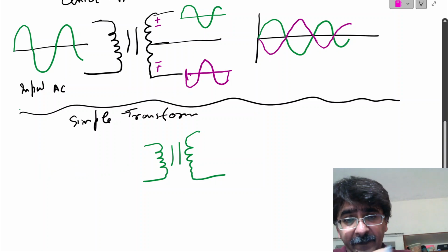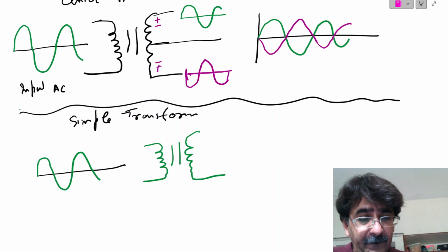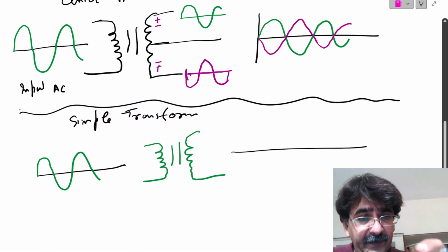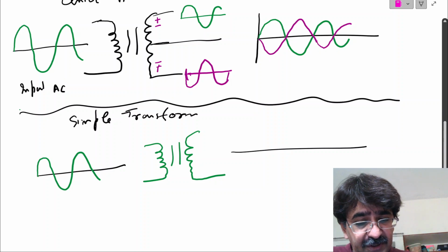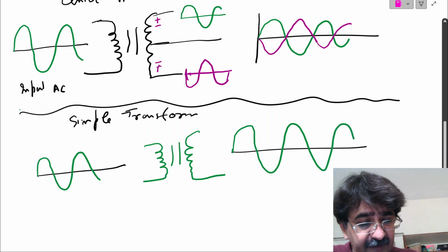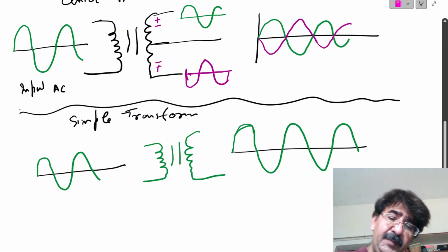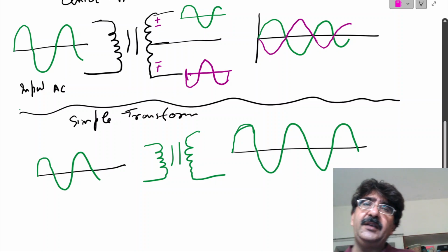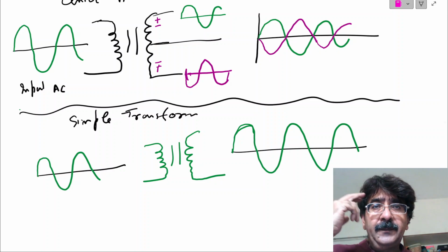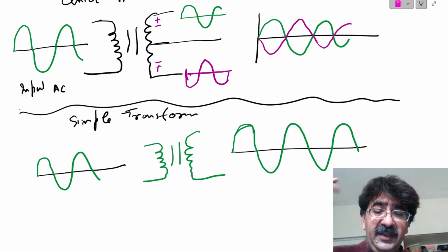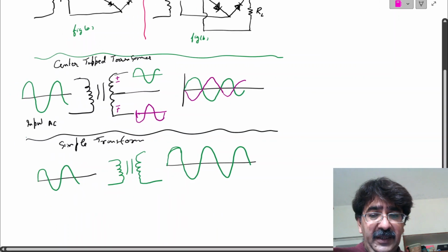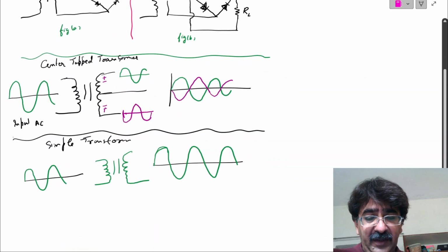This means the signal is not divided into two signals in the simple transformer, but in the center tap transformer, the single input AC wave is divided into two AC waves with opposite polarity, meaning a phase difference equal to 180 degrees. That is the actual difference between the center tap transformer and the simple transformer.